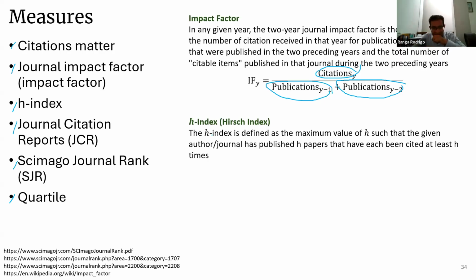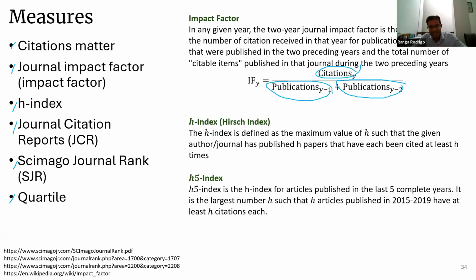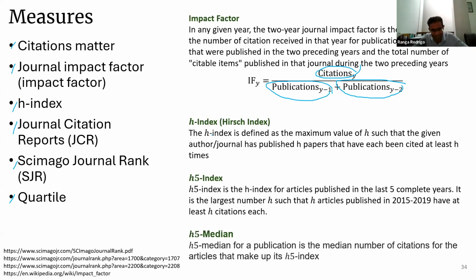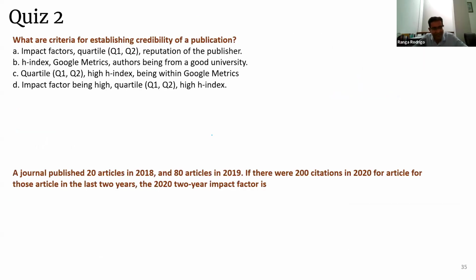So the H5 index is the H index of the articles published in the last 5 complete years. It is the largest number H such that H articles published in 2015-2019 have at least H citations each. I think you can understand that. H5 median is there, and then you can understand that.